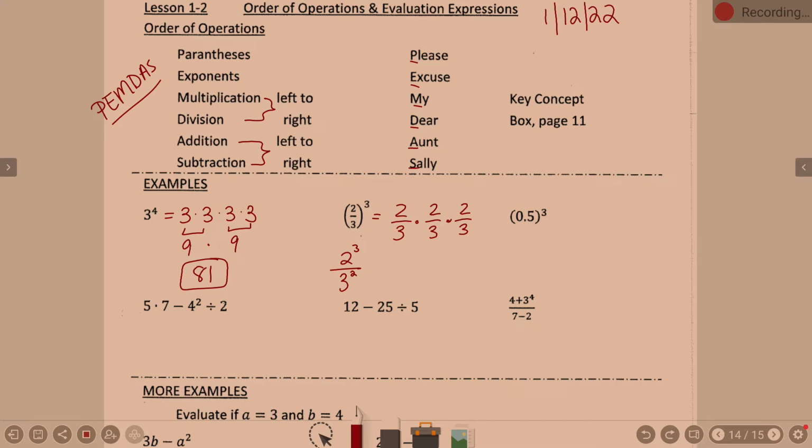You could think 2 to the 3rd over 3 to the 3rd. Both work. If you do it this way, do you guys remember how to multiply fractions? Straight across, not cross multiply. Yes, straight across. So 2 times 2 is 4, and 4 times 2 is 8. So 2 to the third is 8, so we're going to have 8 on top.